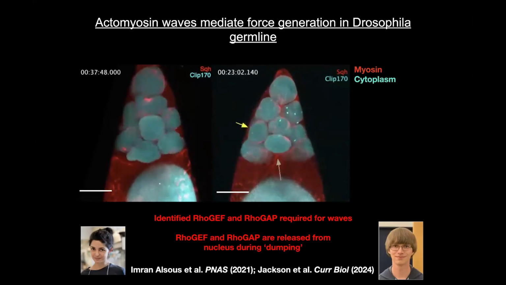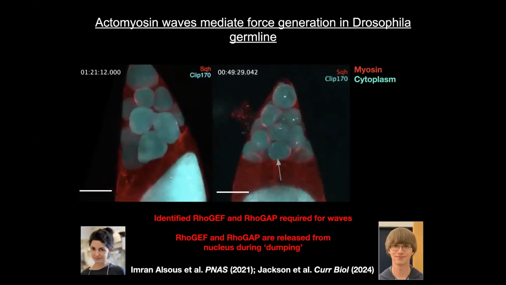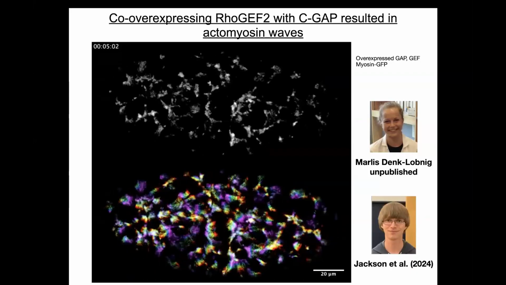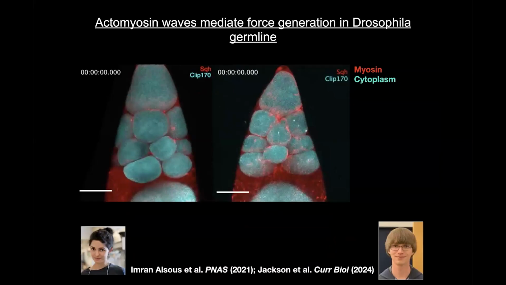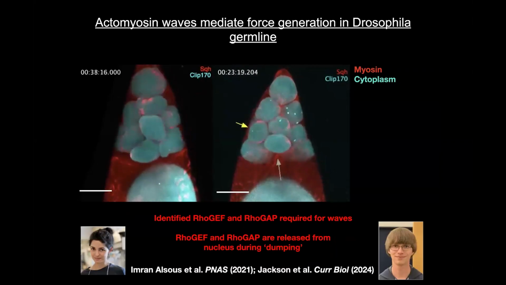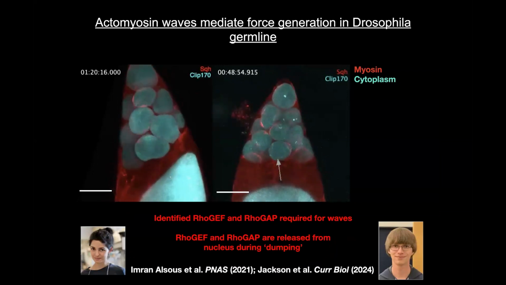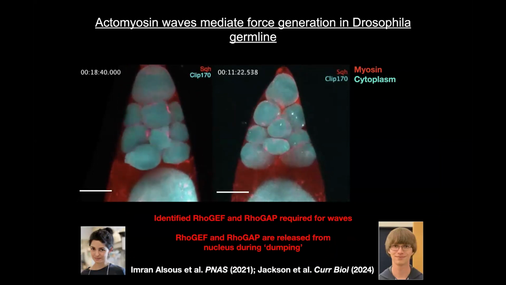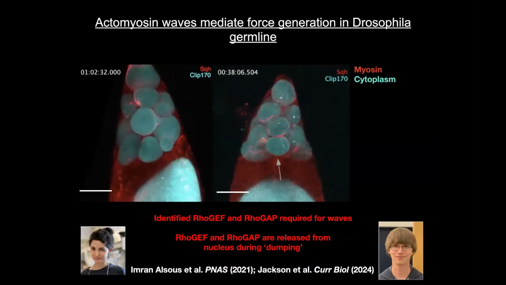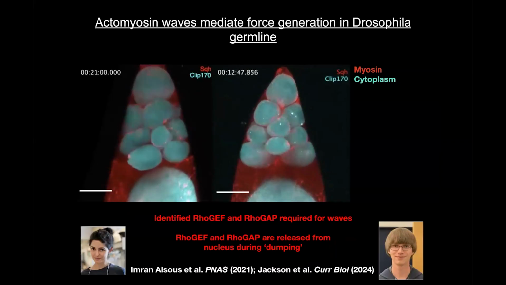Exactly. All right, but I didn't necessarily want to talk about this, because what we did when we saw these waves, I'll go back. I did genetics to identify a RhoGEF and RhoGAP that were involved in this. And what we found in this system is that both of these regulators were released from the nucleus, and when they were released, this is when you got the waves forming. So this suggested to us that if we increase the availability of both the GEF and the GAP, we could stimulate this wave behavior.